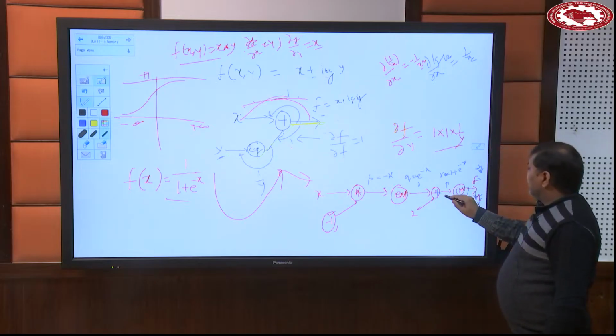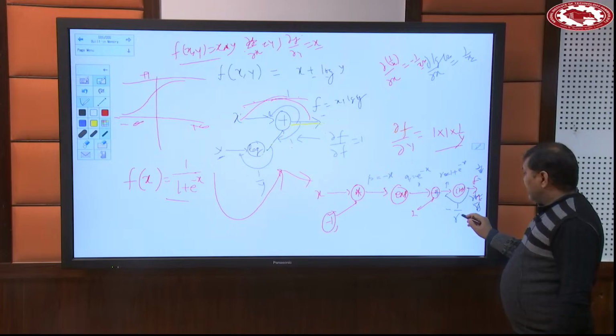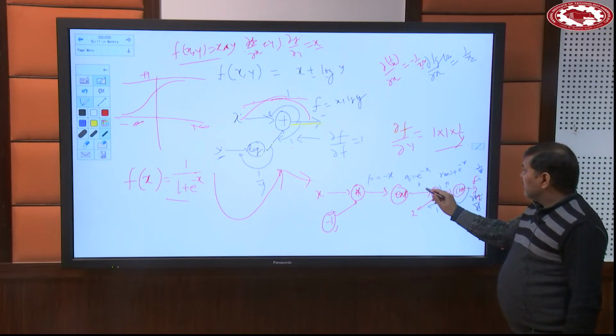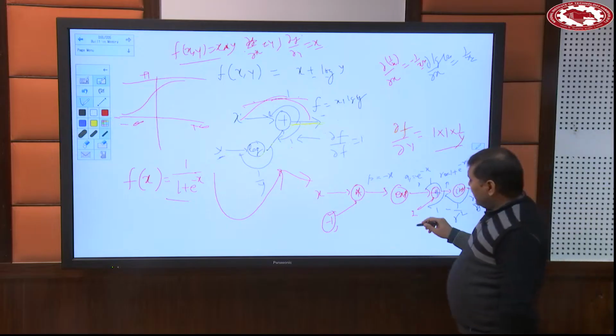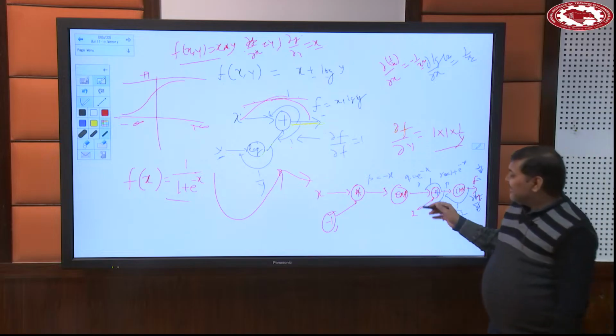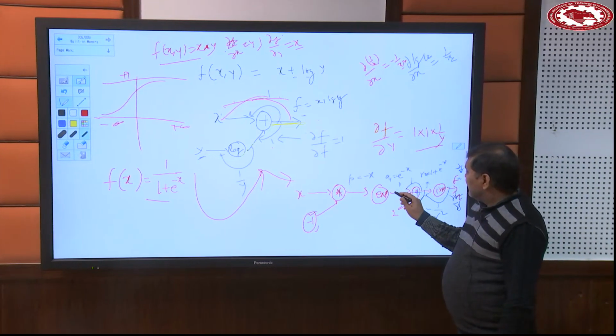What about this gradient? Minus 1 by input square, that is, minus 1 by r square. What about this? 1. When it is a constant, it is not required, so it will simply be 0.